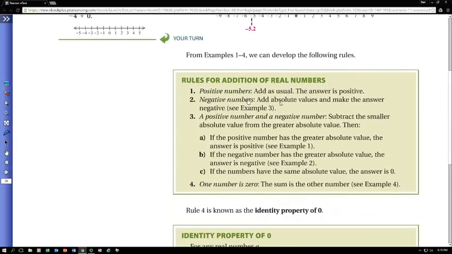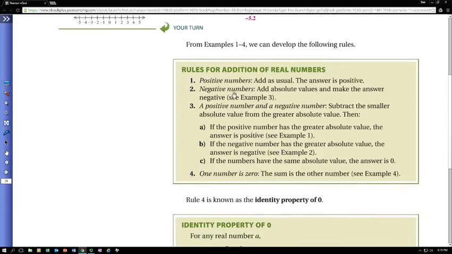Now they give us this set of rules, and this always works, but it seems like a mouthful and a long thing to remember. But if you think about the patterns, think about that number line again and what's going on. Like the first rule, positive numbers: add as usual, the answer is positive. Well, if I'm adding positive numbers, I'd start at 0, I'd go to the right because it's positive, and then I'd go to the right again if there's another positive number. Obviously, I'm going to stay on the right side of 0, so I'm going to get a positive result. That's a good way to explain this first rule rather than memorizing something.